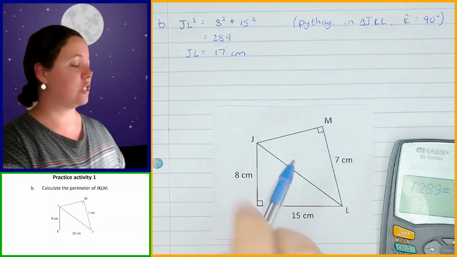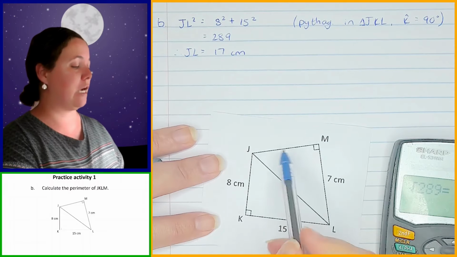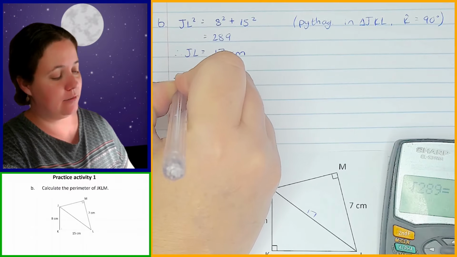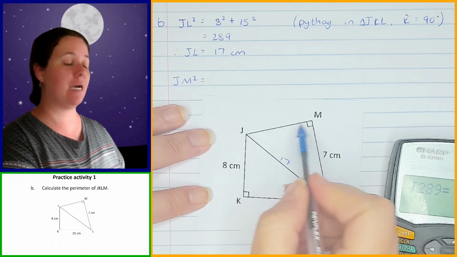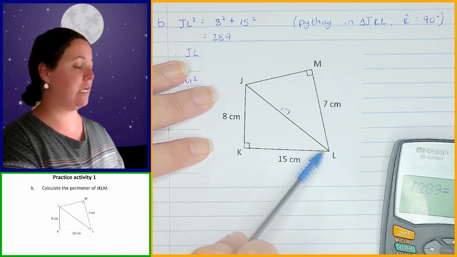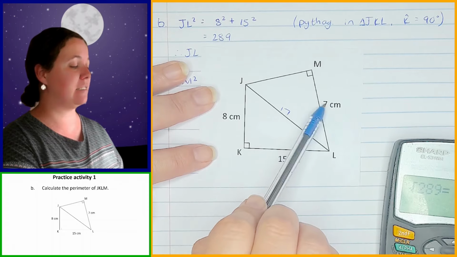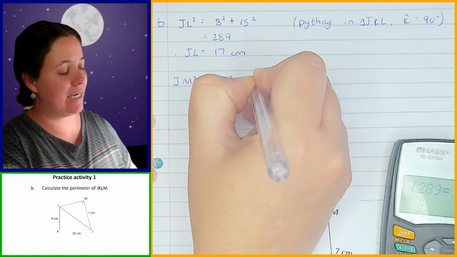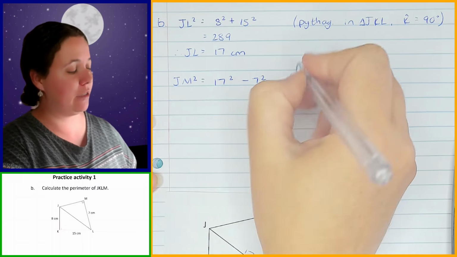Okay, so now I know that this is 17 over here. Now I'm going to go and work out what JM is. So JM squared is equal to, now JM is not the hypotenuse, JL is the hypotenuse of this triangle. So I'm going to have 17 squared minus 7 squared. So JM squared is equal to 17 squared minus 7 squared. And the reason I can say that is because of the Pythagorean theorem.